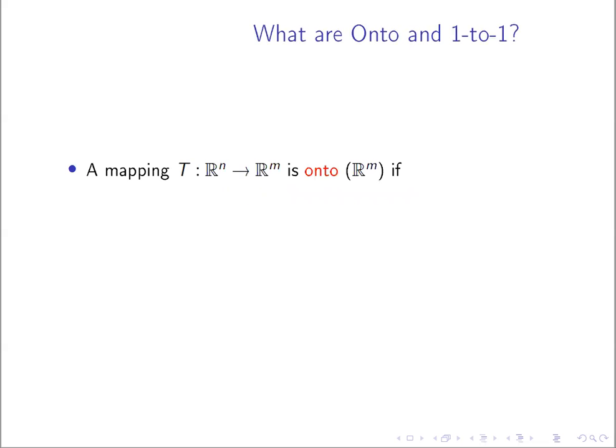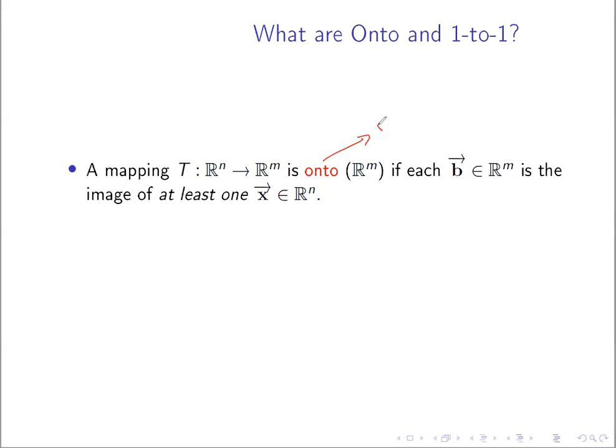So as a reminder, a function is onto if for every b in the codomain, R^m, b is the image of at least one element in R^n. What does that mean? Here's another way to think about that. That literally means that the range equals the codomain. So the codomain is everything I'm going to play in, and then the range is as such.